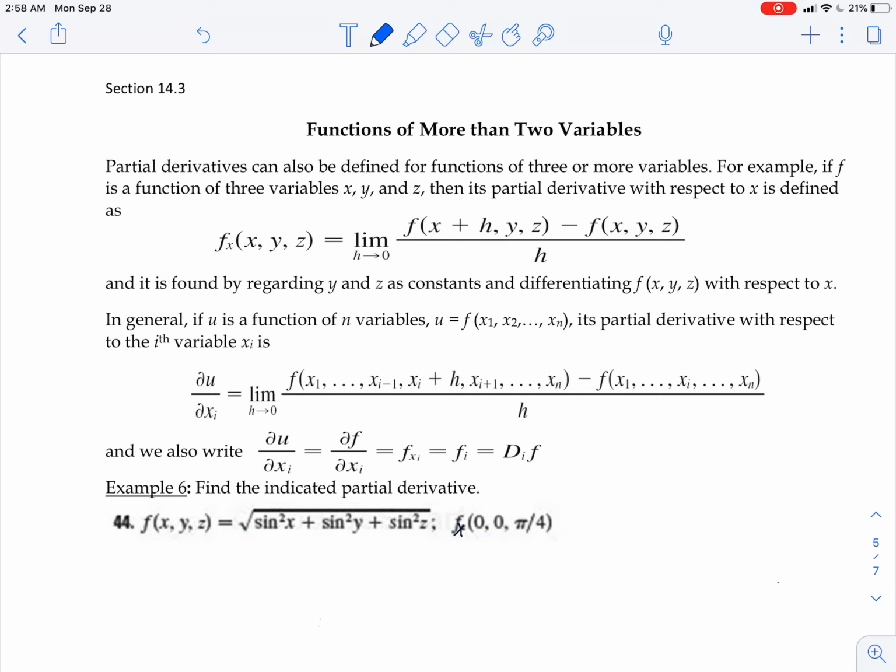Alright, so functions of more than two variables. Say now we have a function with more than two independent variables, so a function of x, y, and z as independent variables. I'm not going to ask you to ever draw that. I mean, imagine having some type of object in a four-dimensional space that's defined with three independent variables.